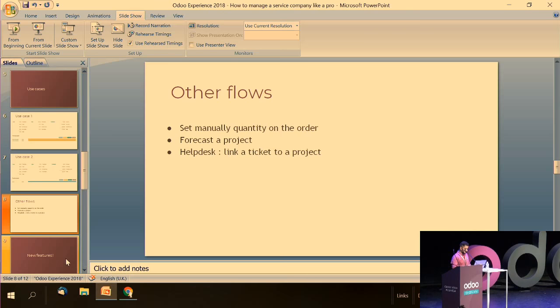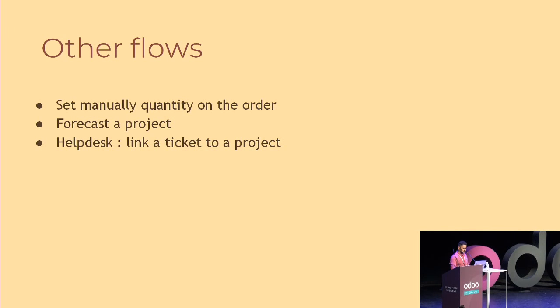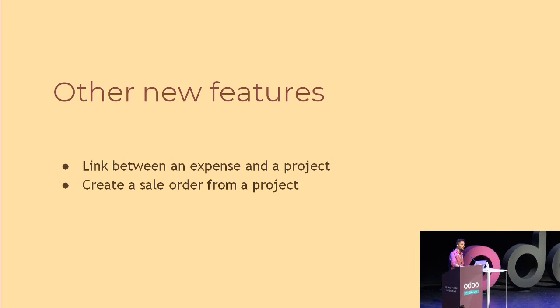So let's begin with the new features. I have spoken about several new features, but now we have 2 new great features in version 12. We can now make a link between the expense and the project. We could do it in the previous versions, but now we can see directly in the project's overview the impact on the profitability. It is totally new, and we can also now create a sale order from a project.